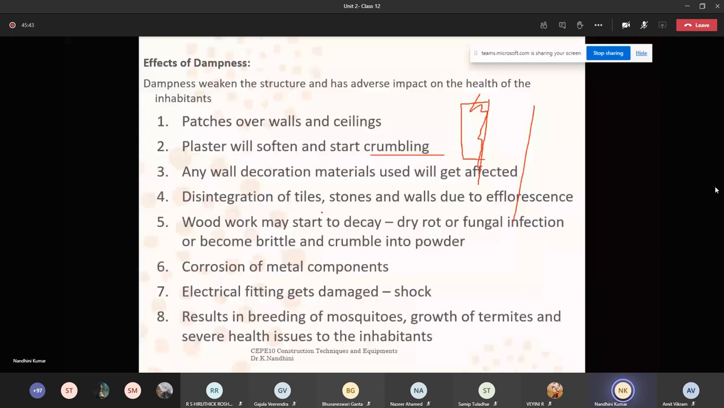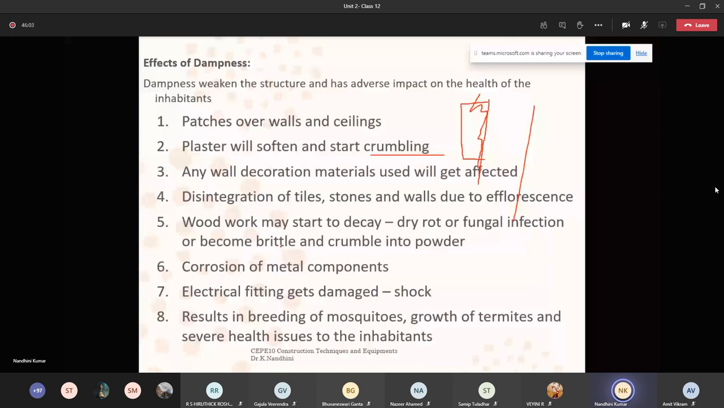Disintegration of tiles, stones, and walls due to efflorescence. Woodwork may start to decay. Dry rot or fungal infection. Fungal infection will definitely be there if it is wet. You will see some fungi or algae start developing from the wetness.